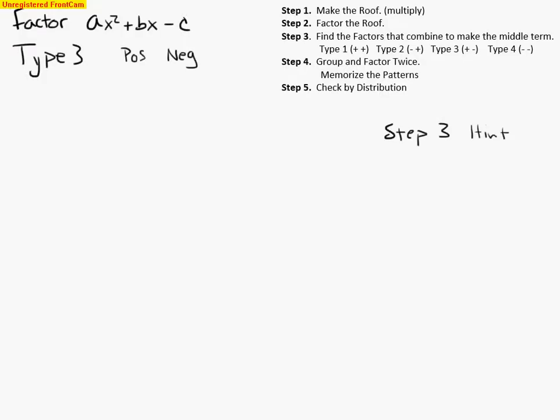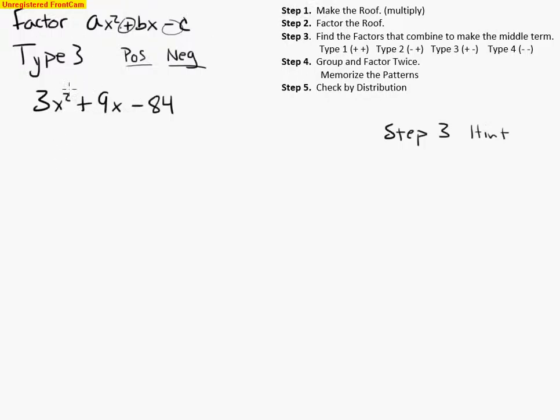Here's our third video on factoring quadratics. This is going to be a type 3 quadratic, a quadratic that has a plus first and then a negative. So that's a positive, then negative. One of the ones that's going to be like this is if I have 3x squared plus 9x minus 84. So I have a positive, then negative.